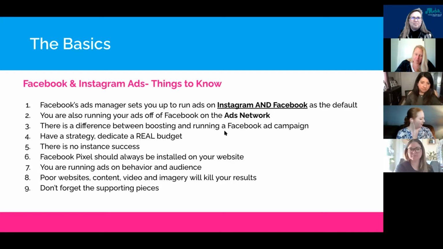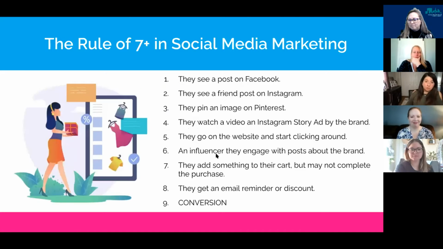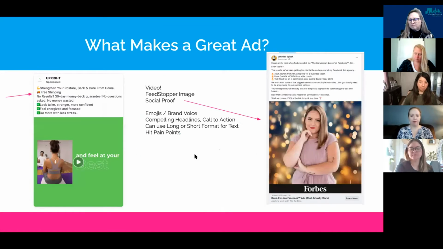Poor websites, content, video, and imagery will kill your results. There's just no way around that. Don't forget the supporting pieces. Facebook can't always be the only thing. I'm not going to go over this in detail, but it's the rule of 7. Someone could see you on Facebook, then see your ad in a print magazine, or see something on Instagram, and then see something on any other website that you use for your marketing. That's the rule of 7. They're going to see you multiple times. Social media is a part of what you should be doing. It's a very strong part in our opinion, but it's a part. Don't kill all your other marketing.